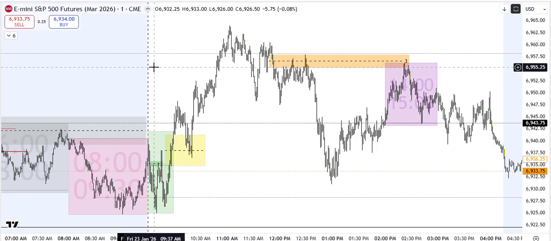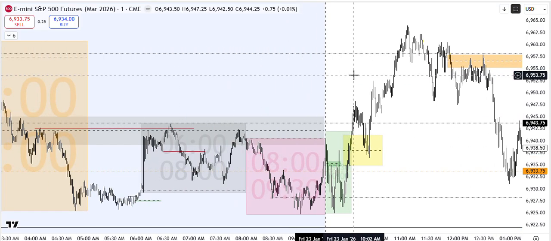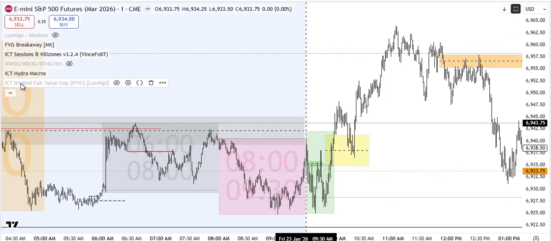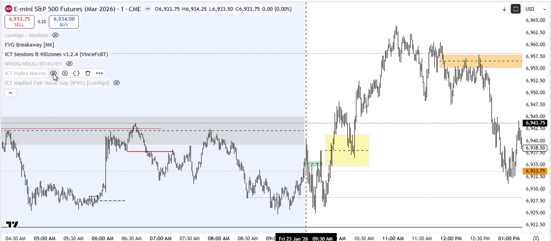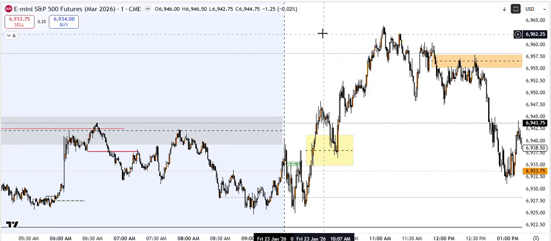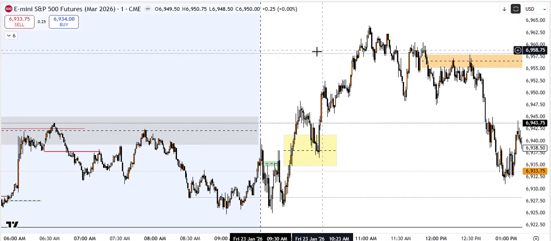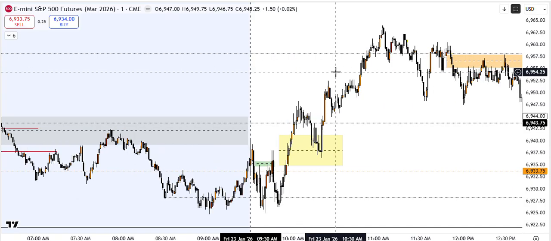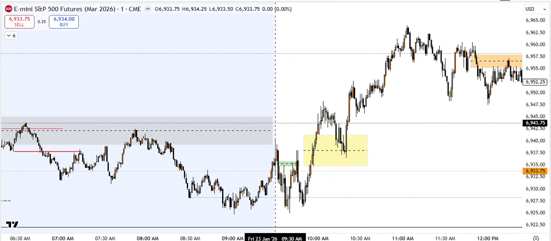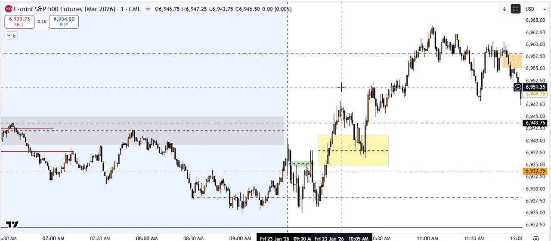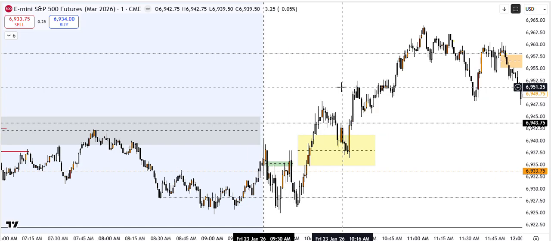So first, let's prepare this chart. So I'm going to take away session boxes. I've got my 9:30 line right here. And what I'm going to do is go to, I'm actually on the 1 minute. Okay, 1 minute. So I normally have my operational time frame on the 5 minutes, but for this replay, for clarity, I'm going to have this on the 1 minute.